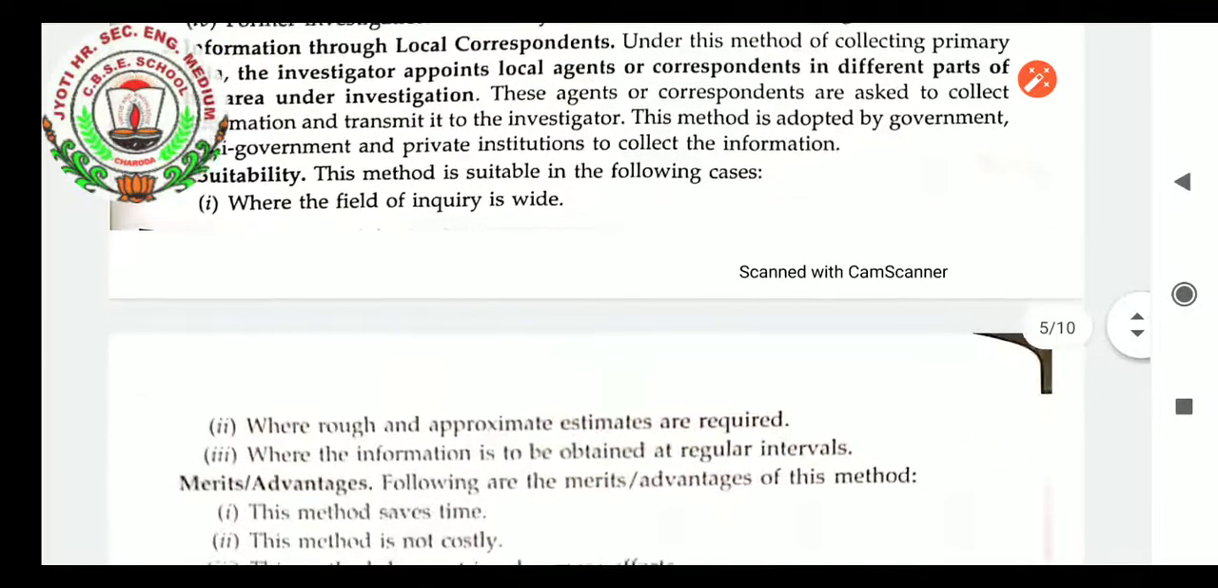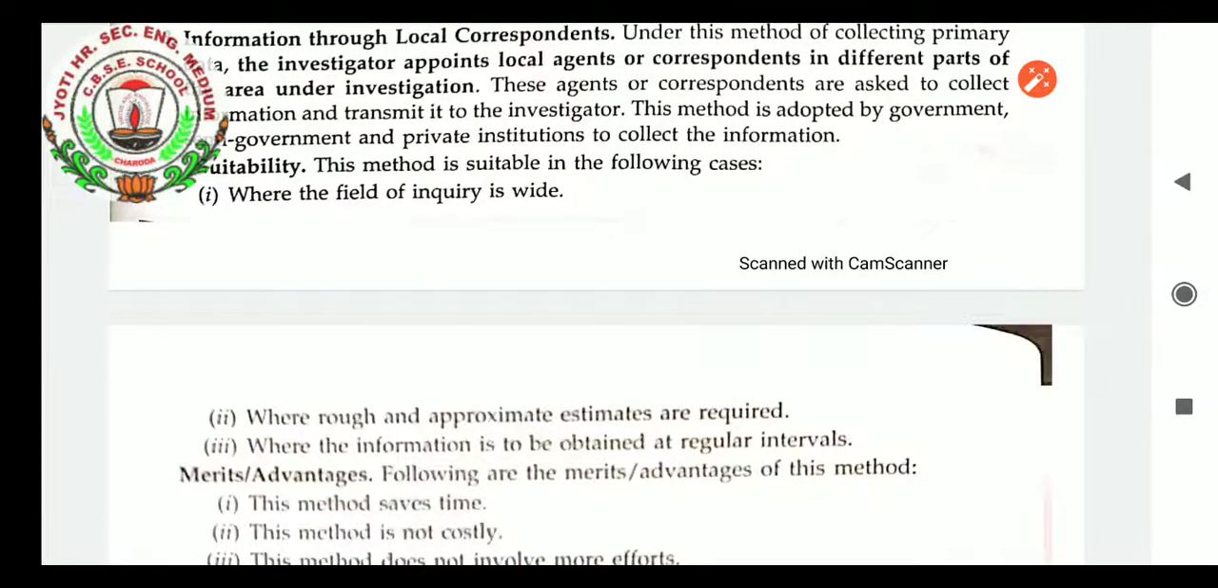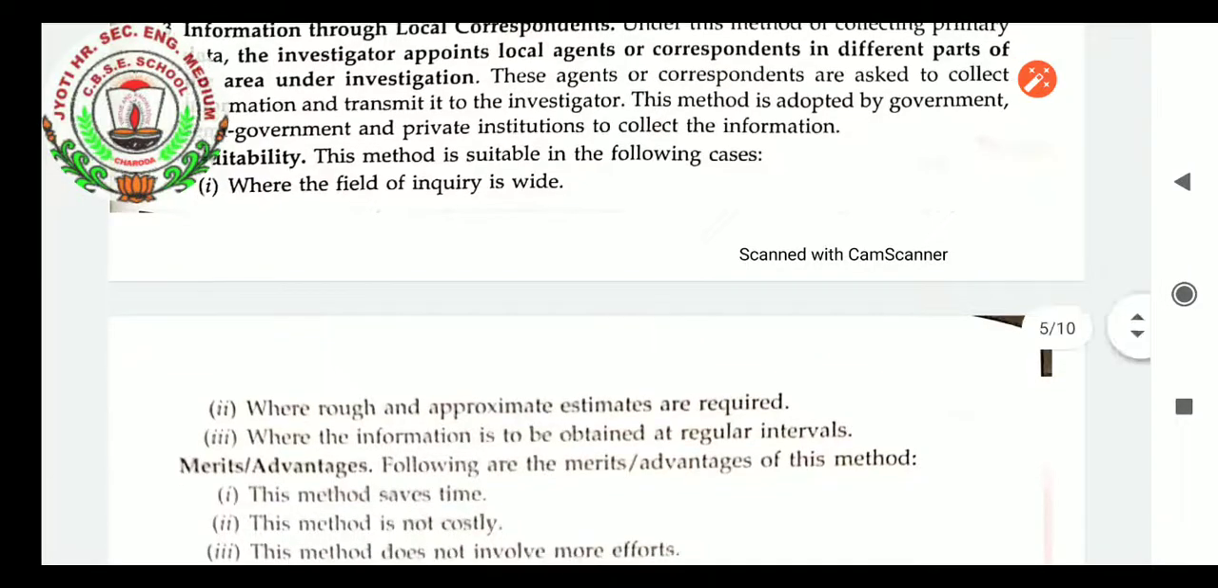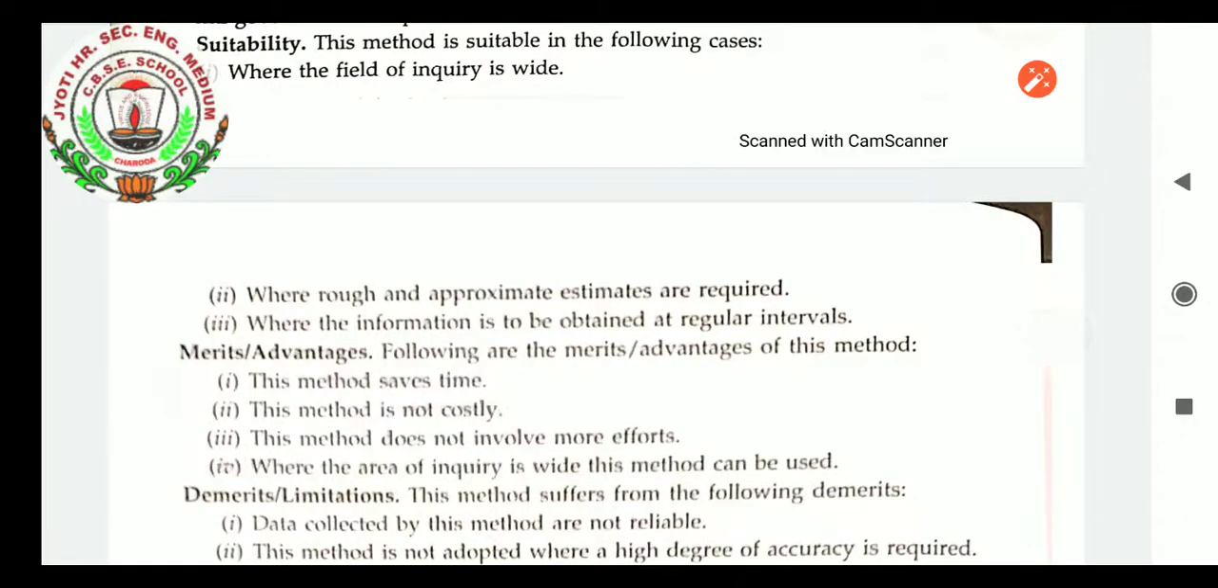Suitability of this method is where the field of inquiry is wide. Their agents are there, they will spread themselves to many areas and they can get the information. So this method is open for wide area investigation, where rough and approximate estimates are required. It's not 100% accurate. We can apply this method where the information is to be obtained at regular intervals, every month, every week. There this method is suitable.